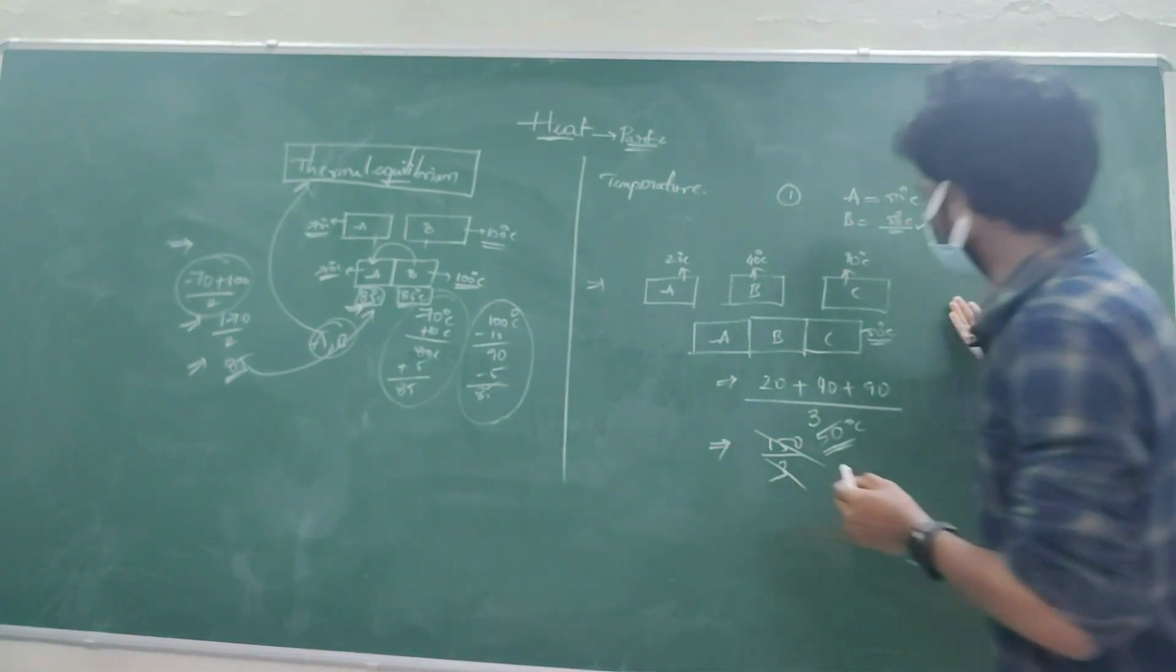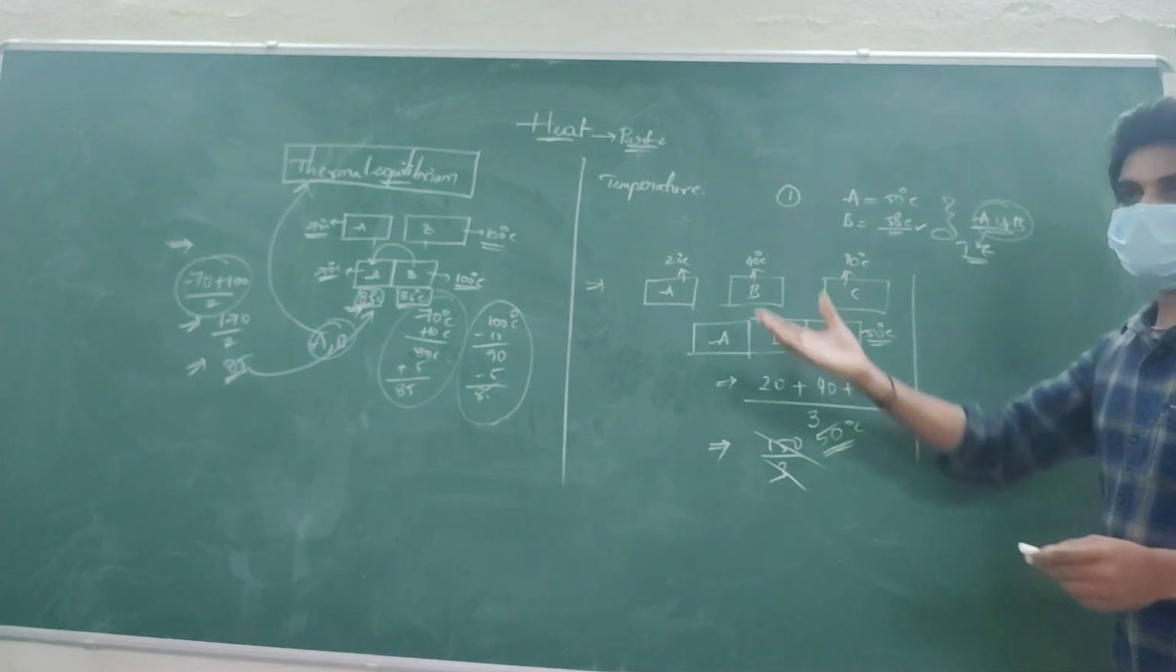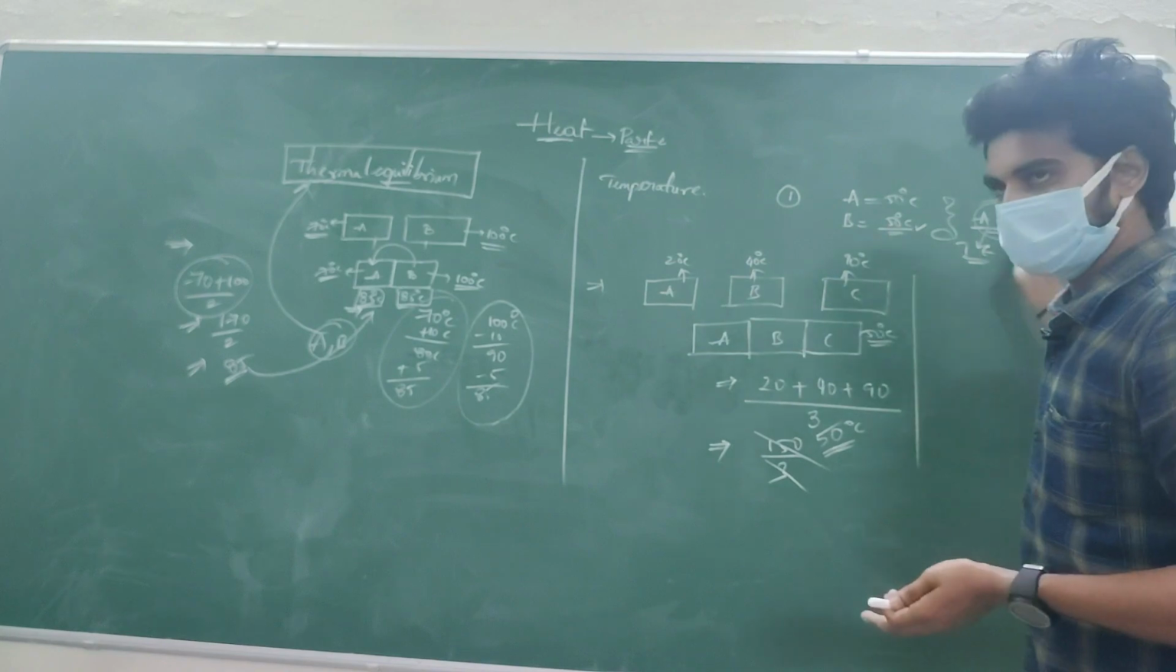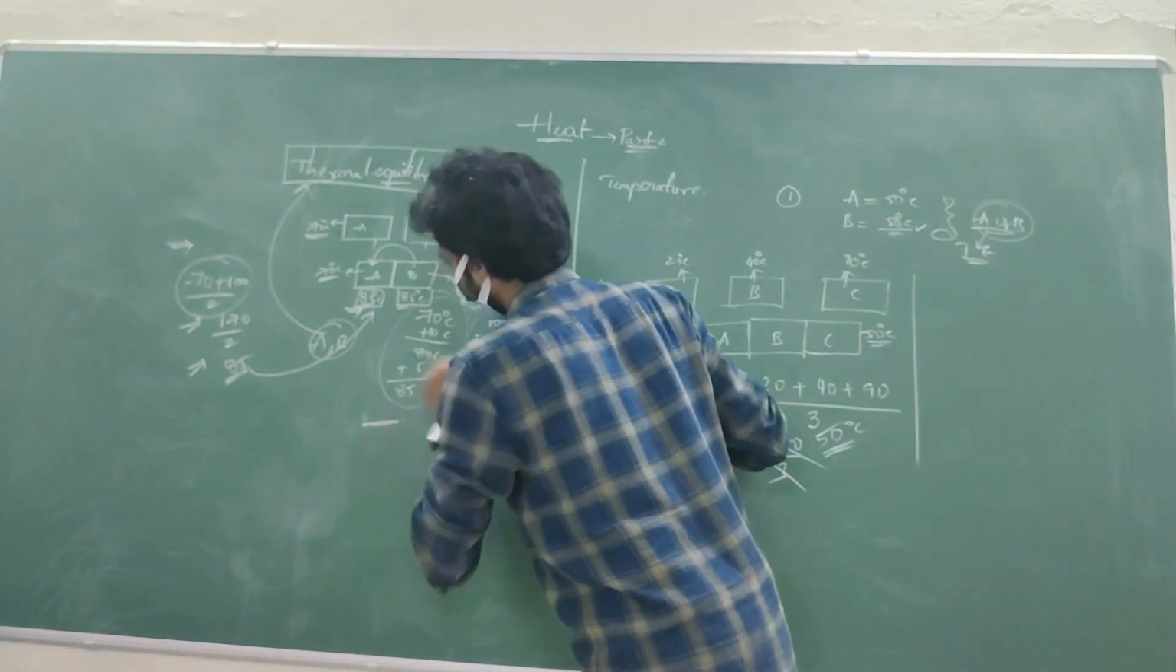If we have 4 objects, simply do the same thing, right? You need to add the 4 and divide by 4. If we have 5 objects, you need to do the same thing. We need to add the 5 and divide by 5, right? So that's it about thermal equilibrium.